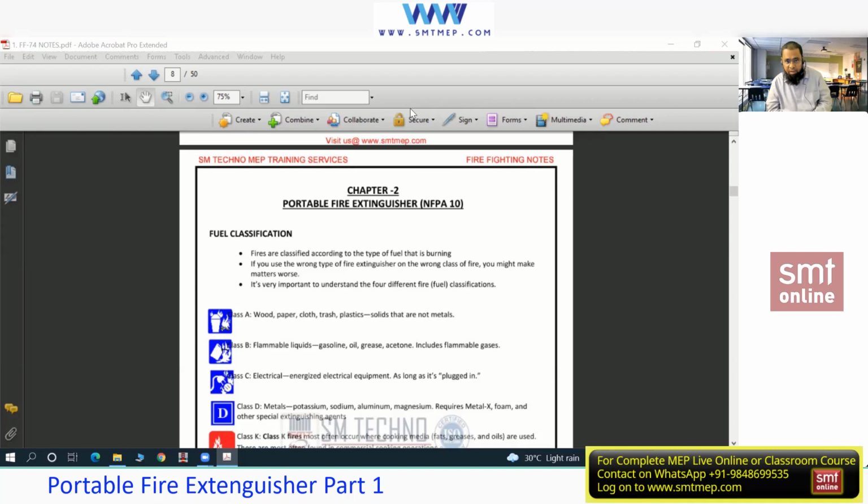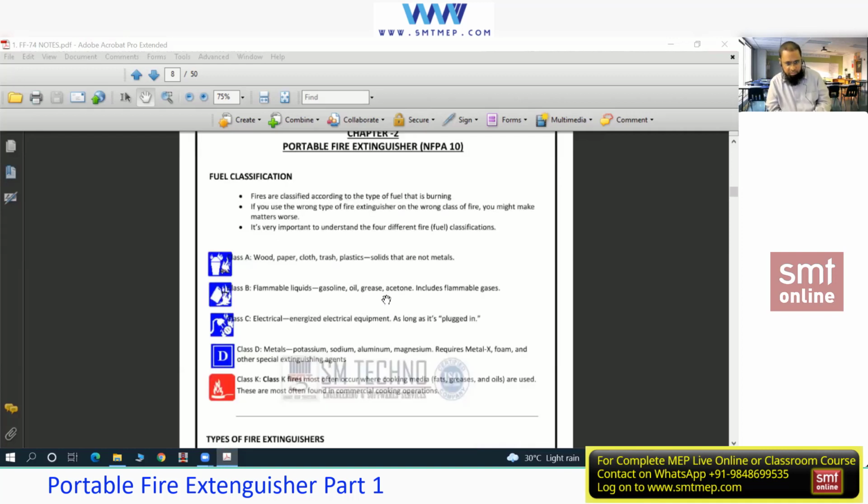Also, we have hazards for NFPA 10 portable fire extinguishers, but these hazards are different compared to the automatic sprinkler system. If you don't know about the hazard, don't worry, we'll discuss it in detail in the sprinkler system. At this level on screen, we'll discuss fuel classification. Simple. If you talk about fuel classification, class A is for what? If the fire is because of wood, paper, cloth, trash, plastic, solids but not metals, all this category.